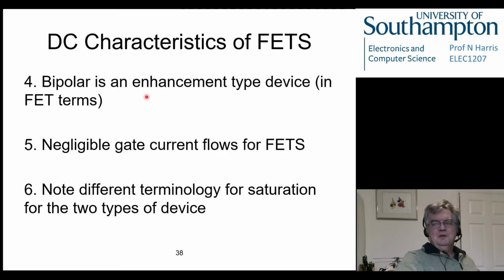So the bipolar will be an enhancement type in FET terms, if we want to carry on the comparison. And as I've said before, negligible gate current flows for FETs. Because it's either insulating, if we go back to its construction, it was just a piece of glass on the gate, or it's a reverse bias diode, and the current through a reverse bias diode is negligible, ideally zero, but there's going to be a small amount of current.